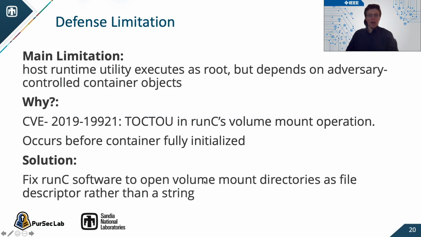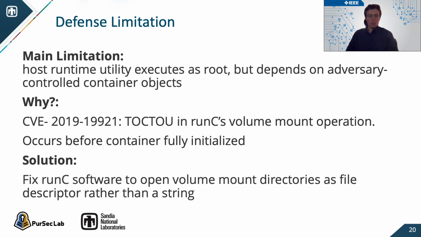And so this points out a limitation of our defense, where the user namespace defense cannot stop exploits that take advantage of runtime utilities which execute as root, but depend on container-controlled objects. As an example of this, one of the 2 successful exploits, CVE 2019-19921, utilizes a time of check, time of use vulnerability in runc's volume mount operation. This TOCTOU vulnerability occurs before the container is fully initialized, so the user namespace defense cannot prevent the attack.